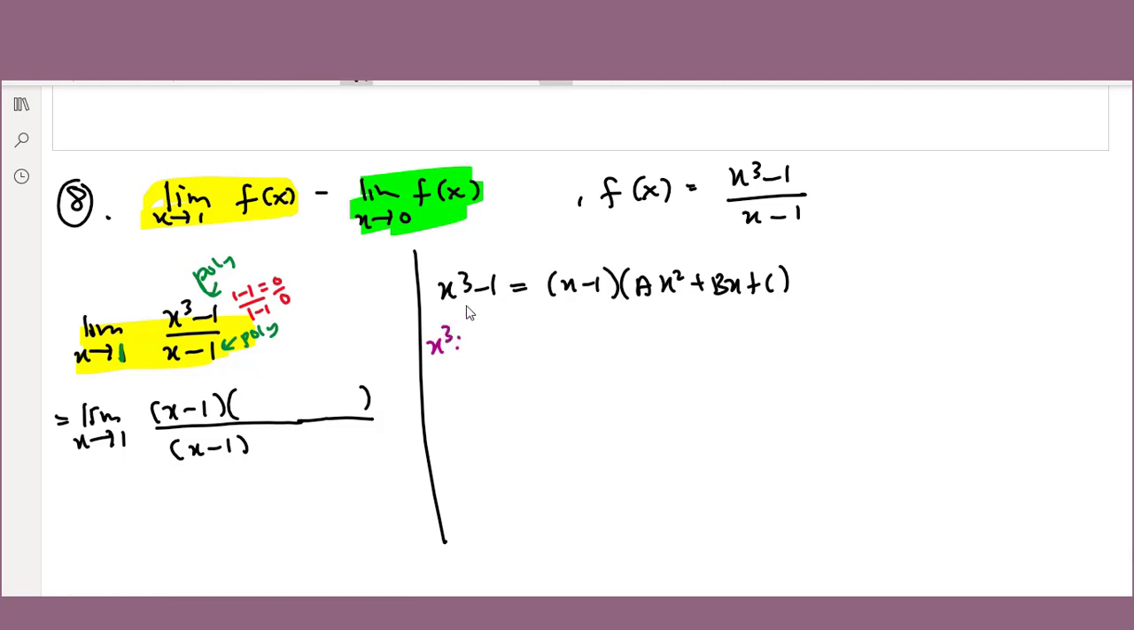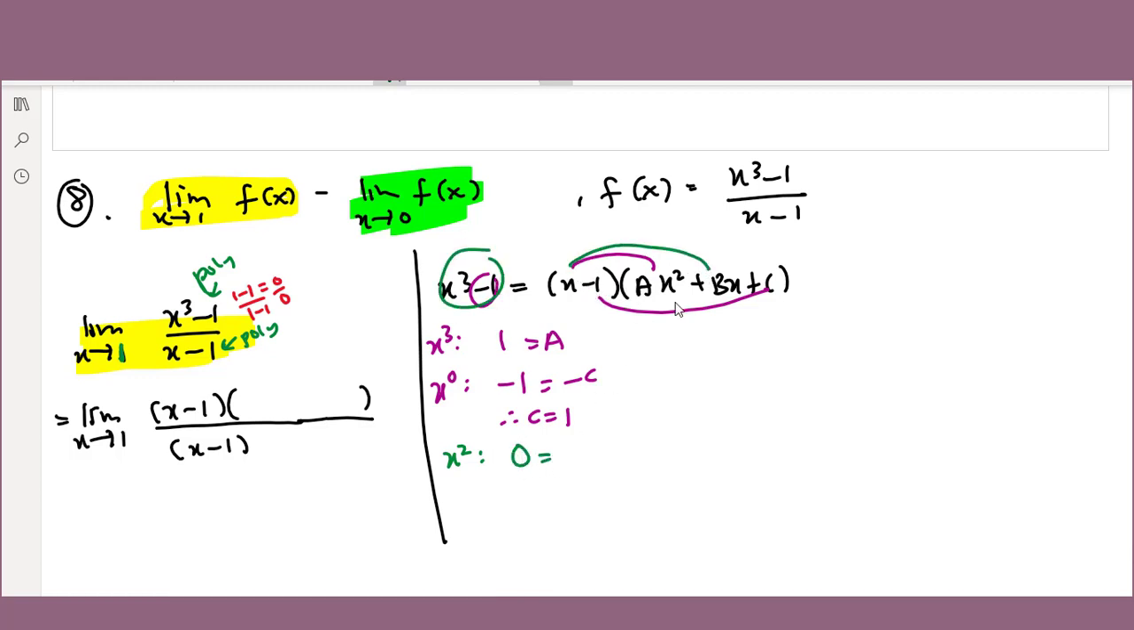Compare x cubed, that is 1. So a is equal to 1. Compare constant, this is negative 1. So constant negative c, therefore c is equal to 1. Then compare x squared, here there is no x squared, so 0. And this one produces x squared, which is b minus a.